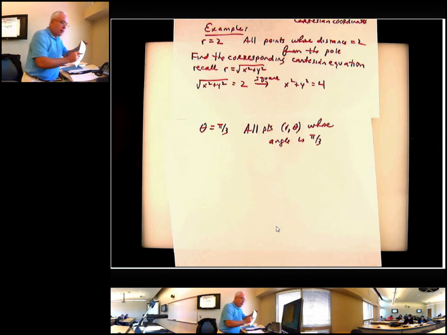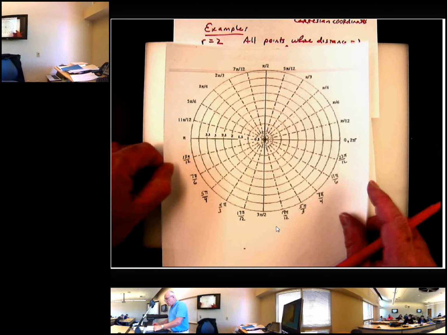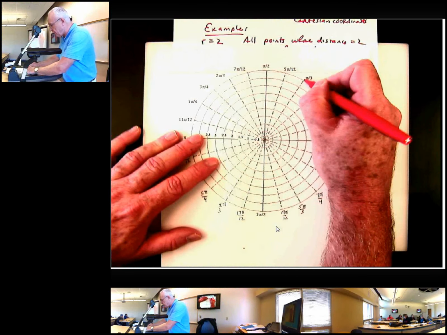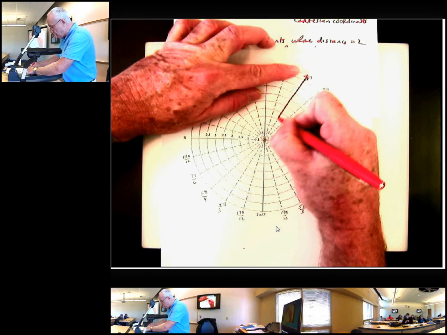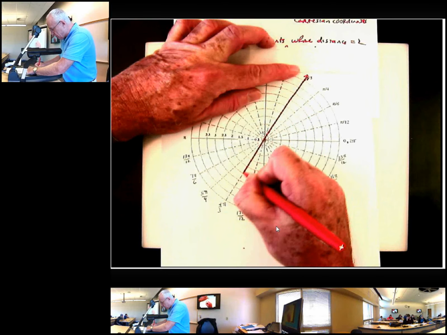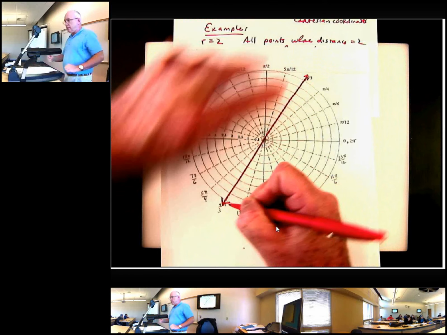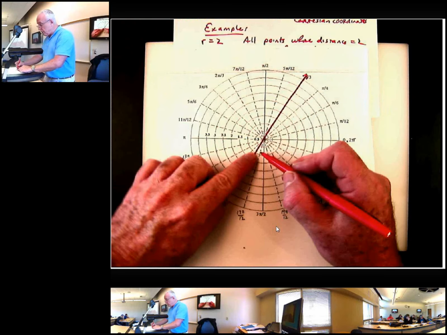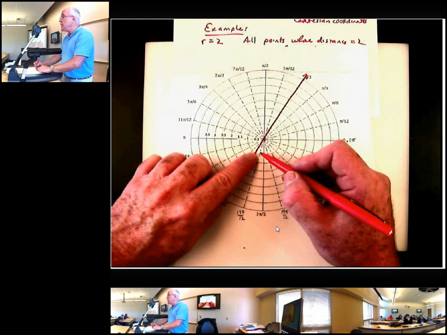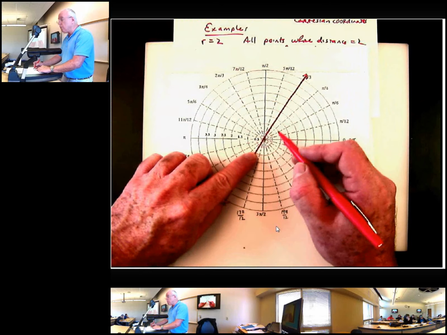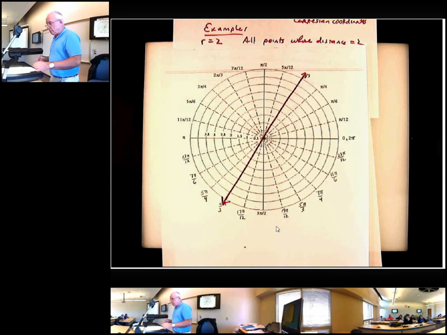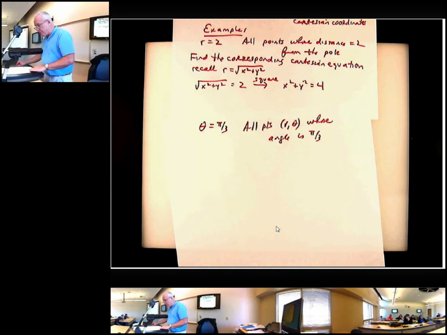If we look here at a graph, here's pi over 3, and it's everything that has that angle pi over 3. So we can go all the way up, all the way through this, and we can also go to the other side. The other side would represent the negative r. Over here, this would be (-1, pi over 3). So I can go all the way to this other side. Okay, so that's the graph of that.